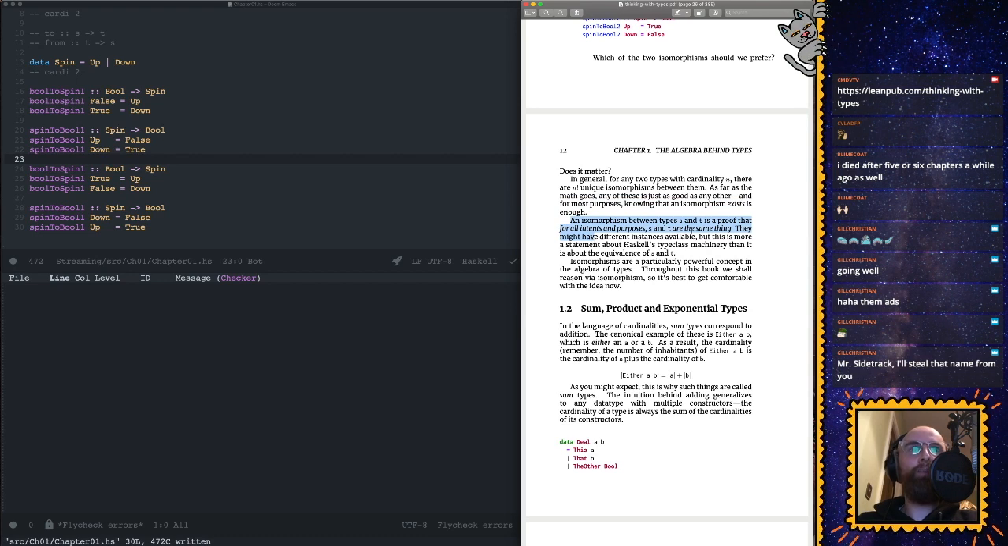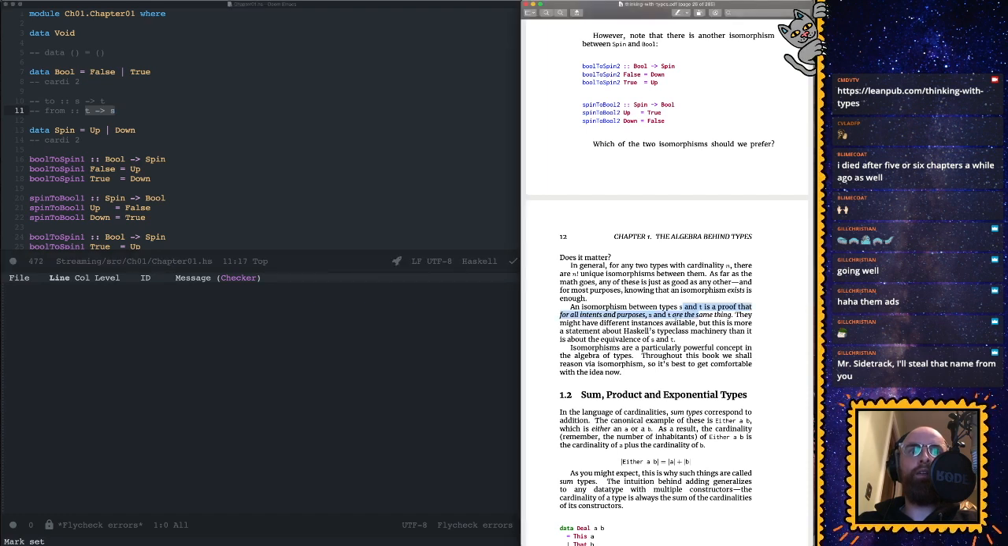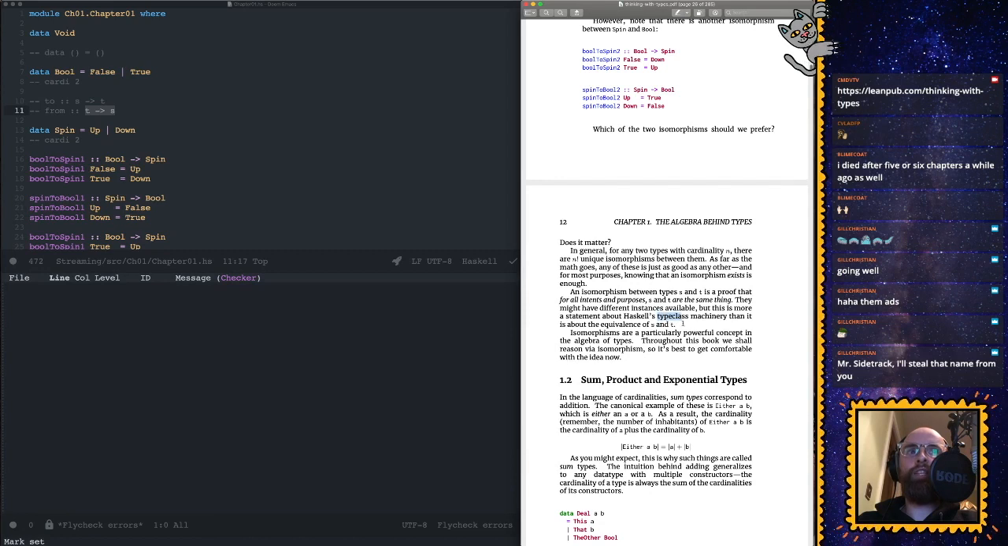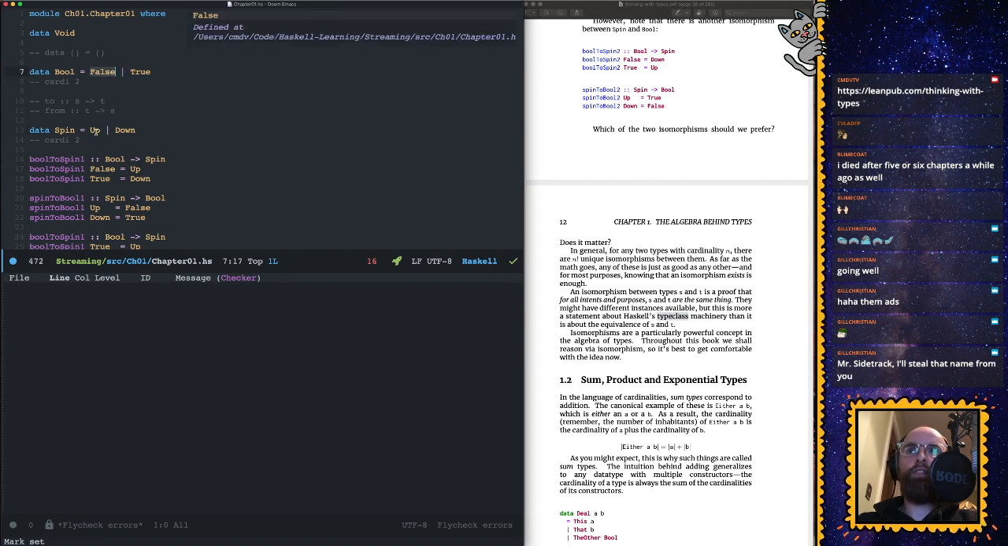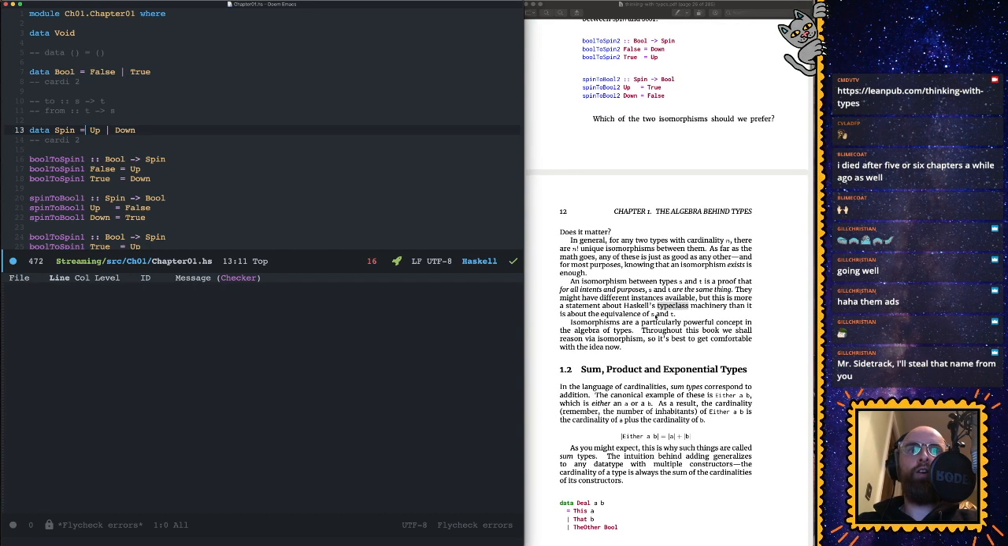An isomorphism between types S and T is a proof that, for all intents and purposes, S and T are the same thing. Okay, so let's have a look. I had it up here, didn't I? So an isomorphism between S and T is a proof that, for all intents and purposes, S and T are the same thing. In terms of cardinality, I assume they might have different instances available, but this is more a statement about Haskell's type class machinery. Yes, okay, so it is from that level. It's not the fact that up is exactly the same as false. It's just saying that their representation in terms of cardinality is equivalent, I guess.